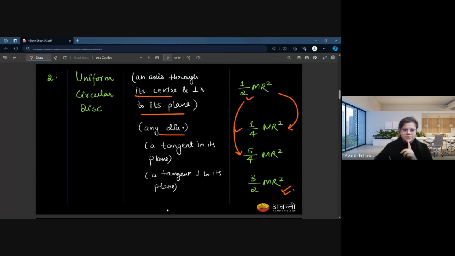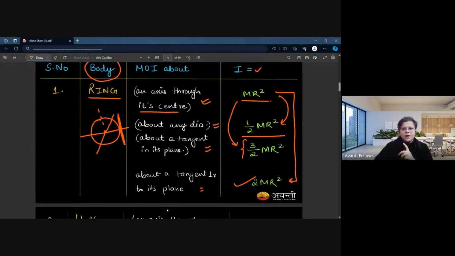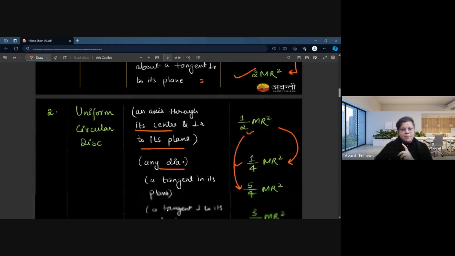There's one question. In a ring, when the axis is passing through the center, you will observe inertia as MR square. But in the case of a disk, when it is passing through the center, you will get half MR square. It is lesser for a disk, although mass is going to be higher. Why?